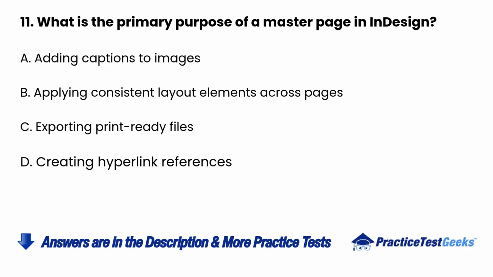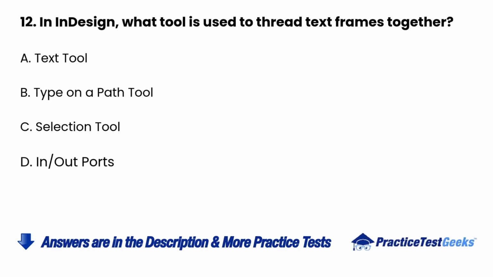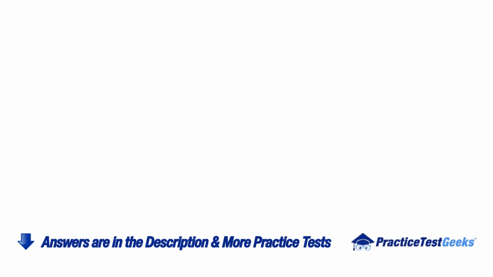11. What is the primary purpose of a master page in InDesign? A. Adding captions to images. B. Applying consistent layout elements across pages. C. Exporting print-ready files. D. Creating hyperlink references. 12. In InDesign, what tool is used to thread text frames together? A. Text tool. B. Type on a path tool. C. Selection tool. D. In-out ports.